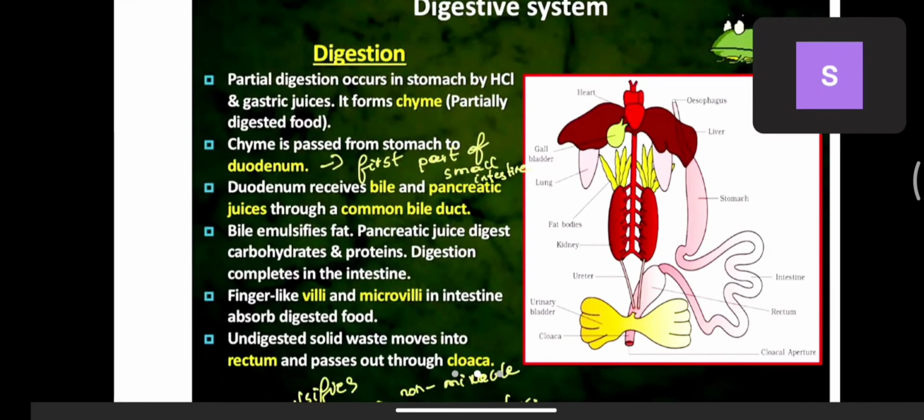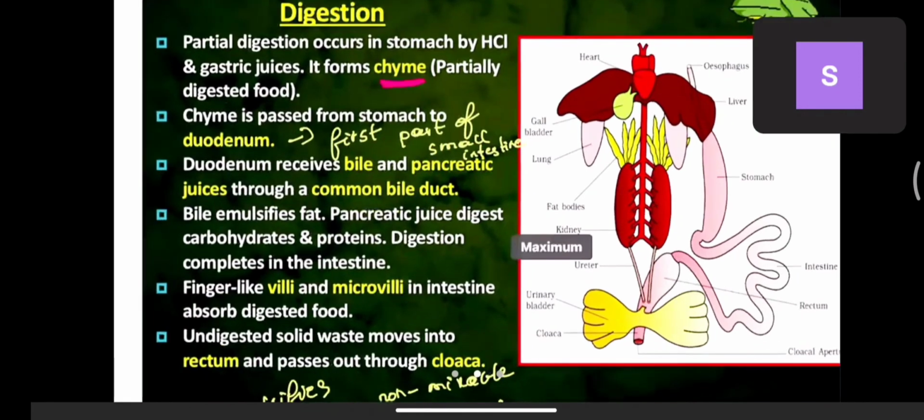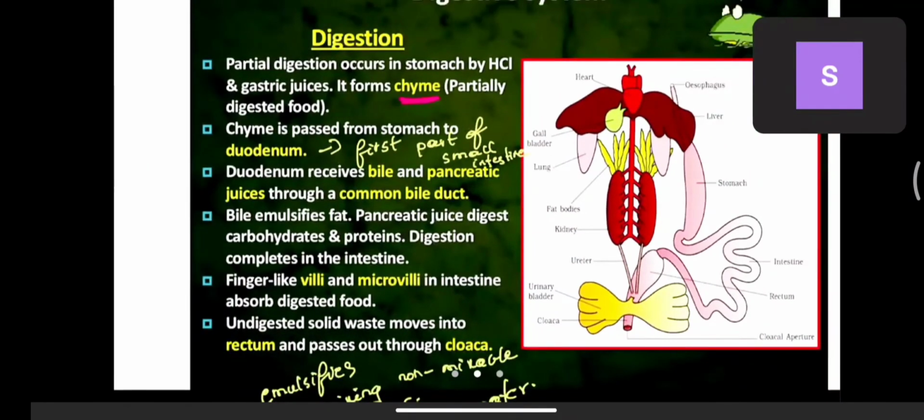Okay. So in the case of human beings, we have a complete digestive system. Food is digested completely. But here what happens? Partial digestion happens, and that partially digested food we can call chyme. Clear? Partially digested food. This chyme is passed from the stomach to another region at the start of the intestines, called the duodenum. What is meant by duodenum? This is the first part of the small intestine. So from the stomach, chyme enters the duodenum.